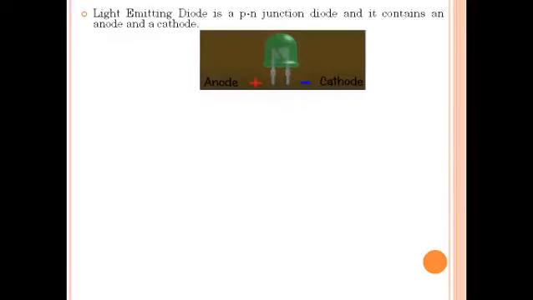A light emitting diode is a PN junction diode, and it contains an anode and a cathode. For proper functioning of the LED, the anode should be connected to the positive terminal of the supply voltage, and the cathode should be connected to the negative terminal of the supply voltage.